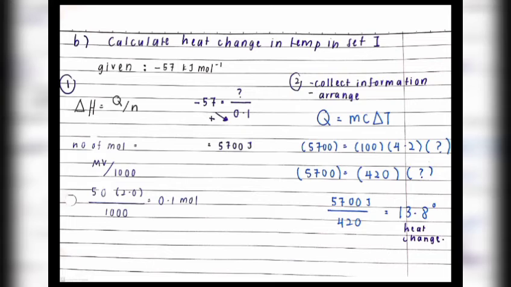For question B, calculate the change in temperature of the mixture in set 1. It is given that heat of neutralization for set 1 is negative 57 kJ per mole. To get the heat released, I use the formula H is equal to Q over n. We want to calculate the Q, so negative 57 times 0.1 mole to get 5700 joule. So collect all the information and then we use Q is equal to mcθ. Q is 5700, m is equal to 100 times the heat capacity 4.2, and we get the answer 13.8 degrees Celsius.